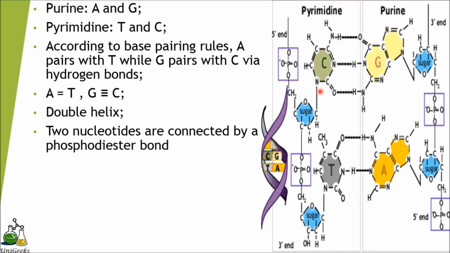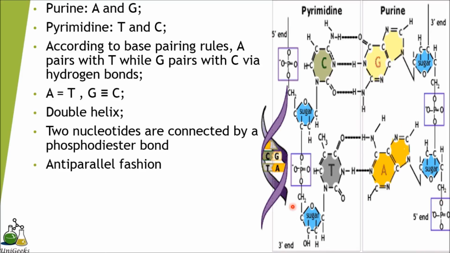2 nucleotides are connected by a covalent bond called phosphodiester bond, which is a linkage between the 3' hydroxyl group of one nucleotide and the 5' oxygen of the next. The DNA strand in the double helix has directionality. If we look at the diagram here, this strand runs from 5' direction to 3' direction, while the complementary strand runs from 3' direction to 5' direction.